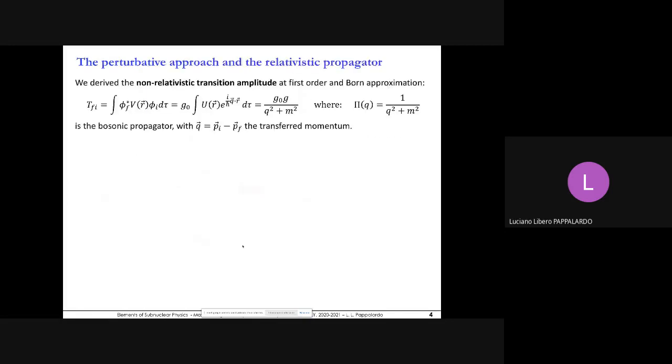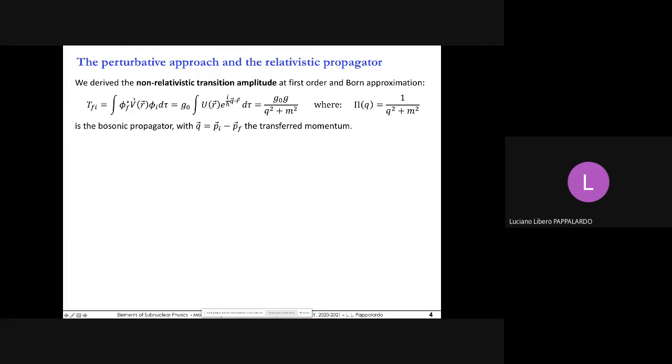So let's now start studying the approach of Feynman, which is based indeed on perturbation theory. And then we will see the correspondence between the matrix element that we studied in the previous lessons and the Feynman diagrams. So let me start from the very beginning. If you remember, we derived the non-relativistic transition amplitude at first order and in Born approximation. So this is the general expression for the transition matrix element at first order. Then, if you remember, we substituted here the Yukawa potential.